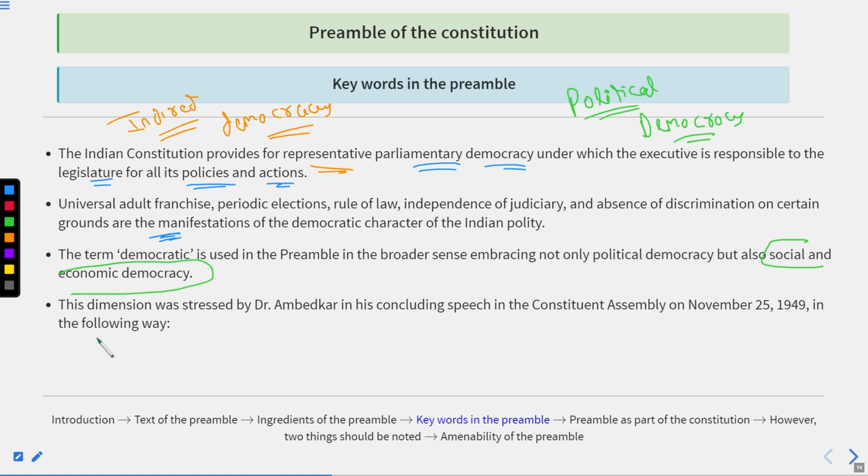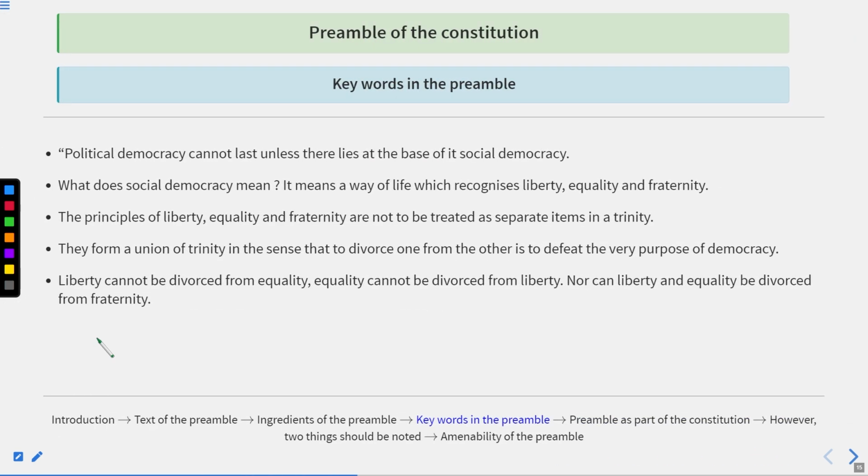This dimension was stressed by Dr. Ambedkar in his concluding speech in the Constituent Assembly on November 25, 1949, in the following way. Political democracy cannot last unless there lies at the base of it social democracy. What does social democracy mean? It means a way of life which recognizes liberty, equality, and fraternity.